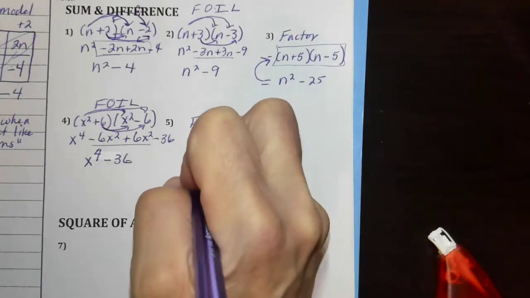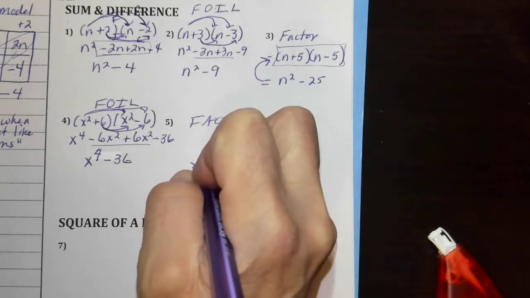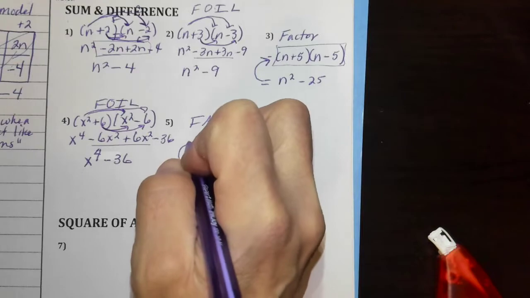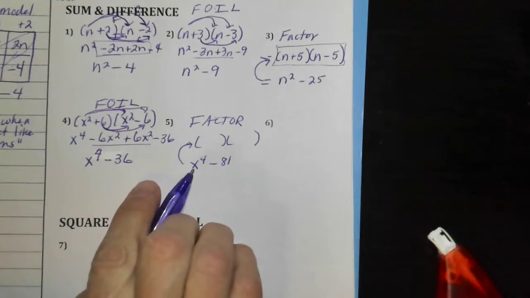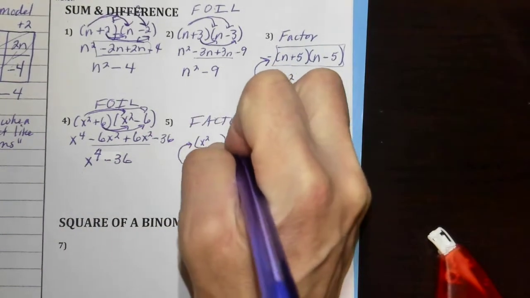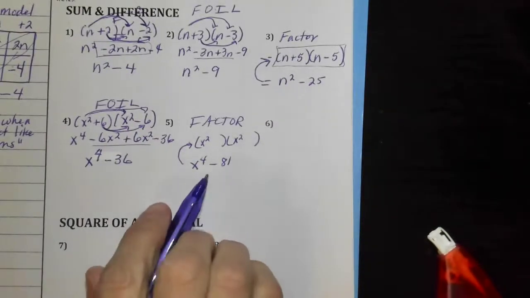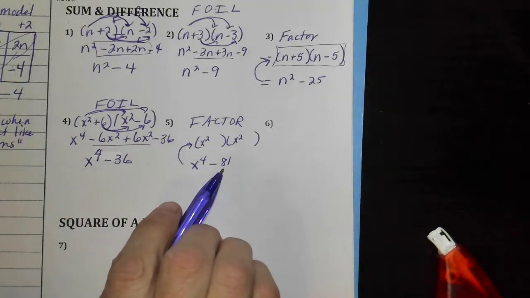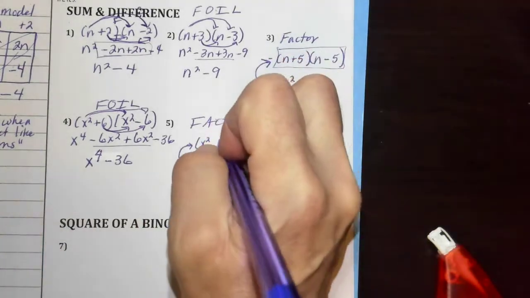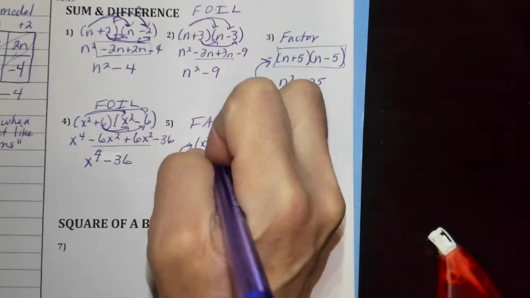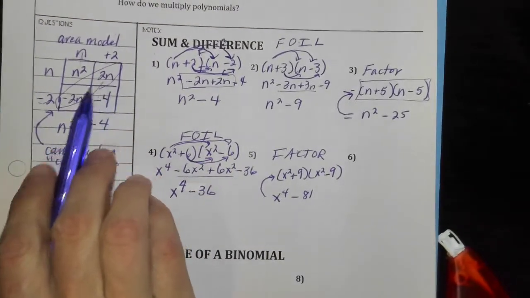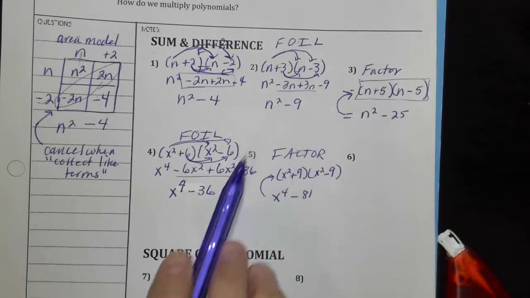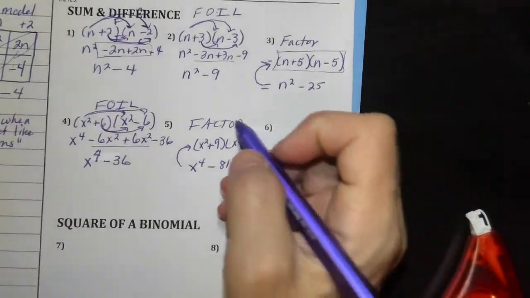Okay, so we have an x to the 4th minus 81. And we want to work it backwards and figure out the two binomials that we can multiply together to get this. Well, first of all, what times itself gives me x to the 4th? That's an x squared times an x squared. And then look here, you've got an 81, that is a perfect square number. That is 9 times 9. And I want a positive and a negative because the middle term is going to cancel out like we see up here. And here and here. So there is your factored form.